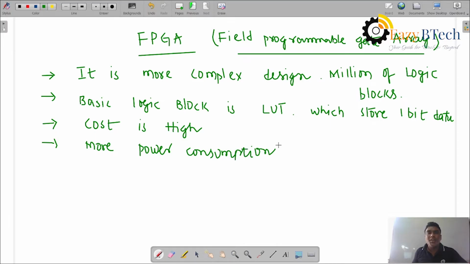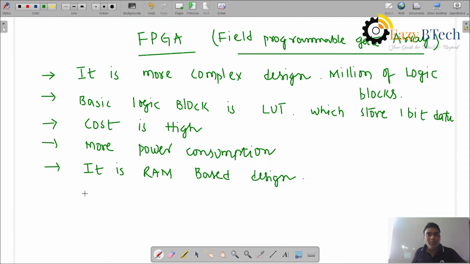More power consumption in FPGA. Okay, so cost is high, and it is a RAM based design. Okay, so what is the RAM based design?